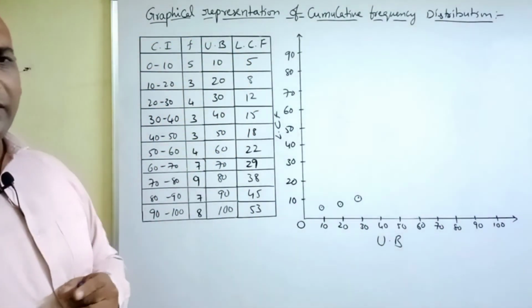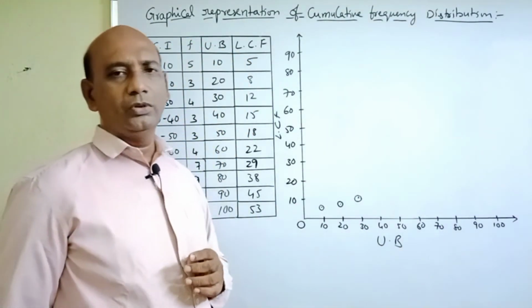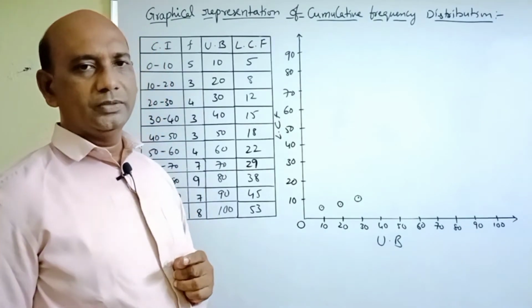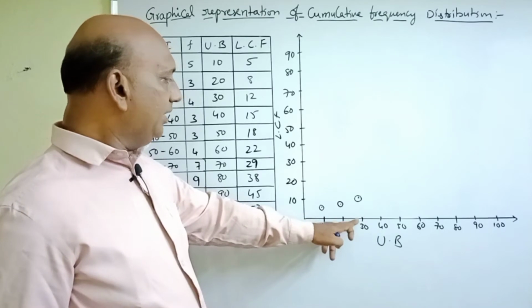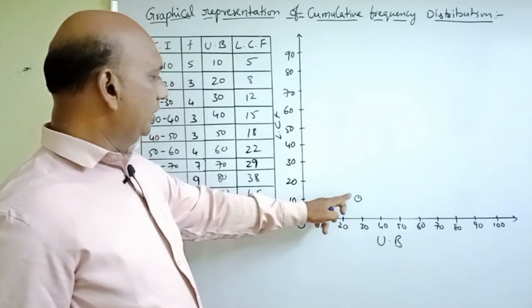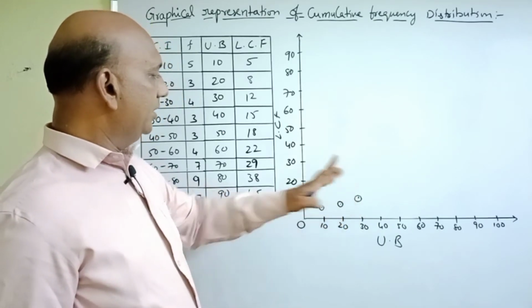You will get accurate points on your graph sheet while you are drawing on the graph sheet, graph book. So the meeting point of 30 and 12 you will get like this.